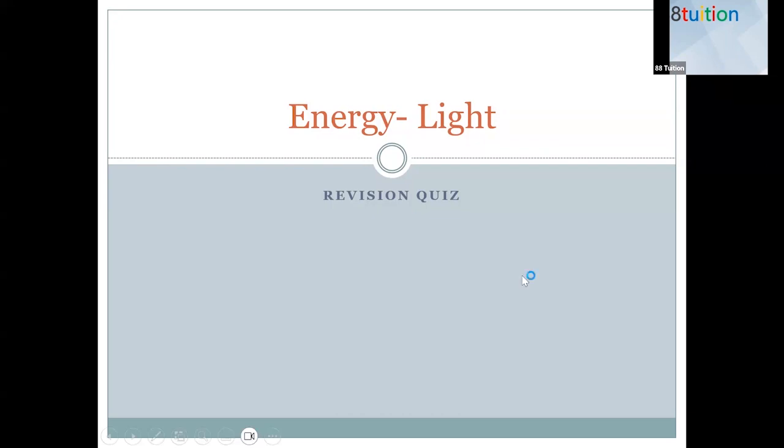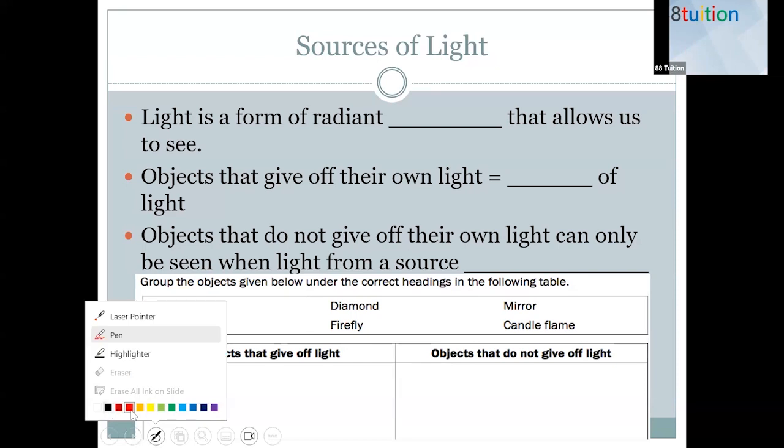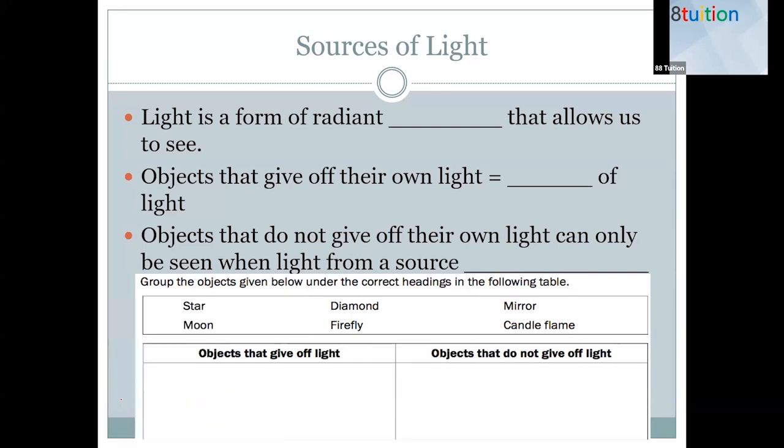Okay, so as you can see here, we are gonna talk about sources of light. Let's try and fill in the first blank first. Let's start with Ervi. Light is a form of what, Ervi? Energy. Very good. So everybody, light is a type of energy that allows us to see. No light, cannot see, okay?